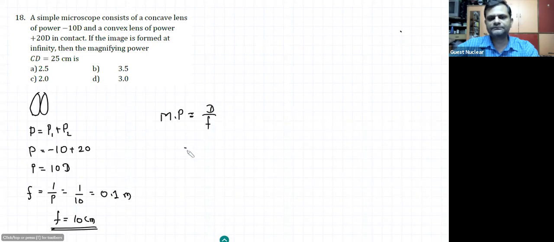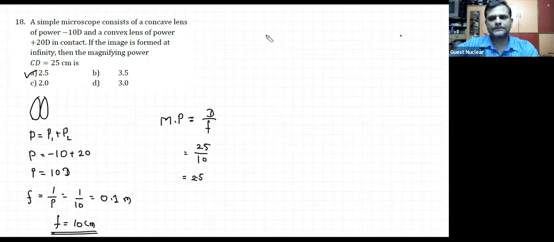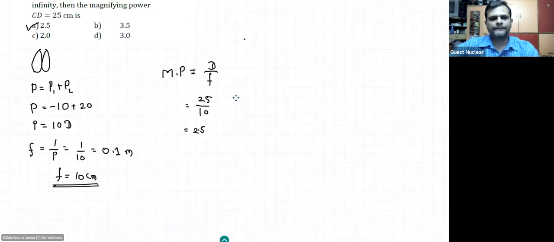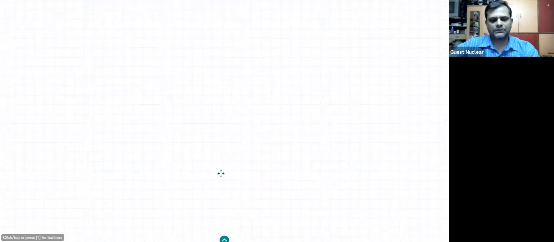Simply that's it. And D is given to be 25 centimeter here, which is to be divided by f, which is 10 centimeter in this case. So we get 2.5 as the final value of the magnifying power, which is there in option A. Yes, very good again, Atharva. Yes, let us see the next question now.